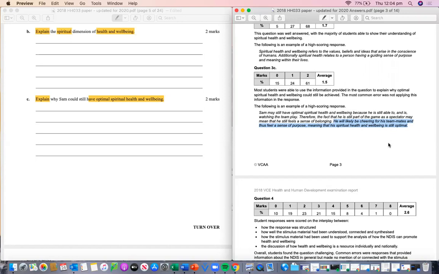Firstly, the person who wrote this example focused solely on him being able to still participate as a spectator. So still being a part of the team. Therefore, he's going to have that sense of belonging within the team because even though he is injured, he's still part of that cultural group. He's still part of that team aspect. So that's where you get your 1 mark. The second part of this answer, still having a sense of purpose because he's cheering for his teammates, meaning that he has optimal spiritual health and well-being. That's where the 2nd mark comes from.